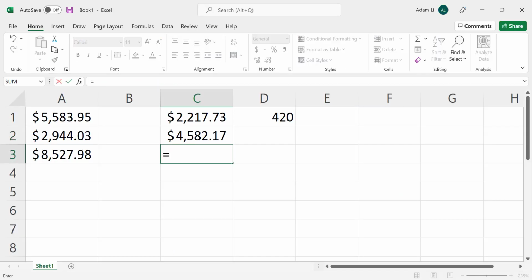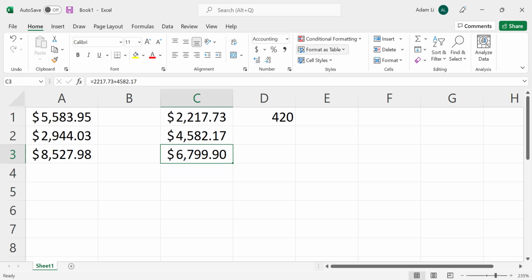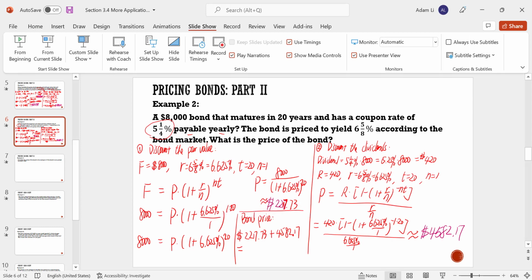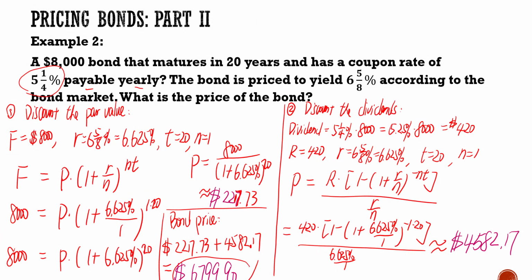So combine them, we get $2,217.73 plus $4,582.17. And the total turned out to be $6,799.90. So that's the final. And so the standard process, just discount par value, discount the dividends, and get a final bond price.